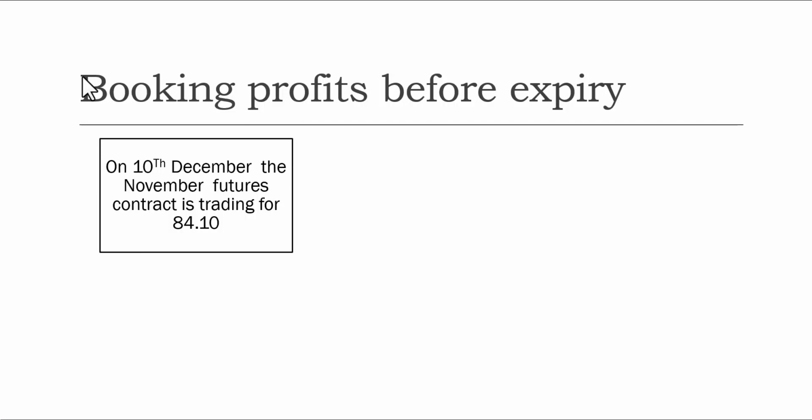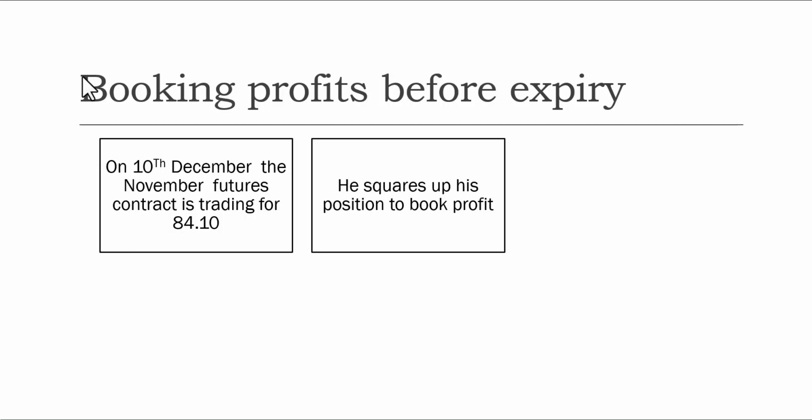After the 10th, he felt that he has earned some money. Either he wants to limit his gain, he thinks the dollar may go up, but I'm not worried about that. I've already made some money. So what he'll do, he squares up his position. So how can you do that? You square up your position. Whatever position you had taken earlier, you will take the opposite position in the same contract month.